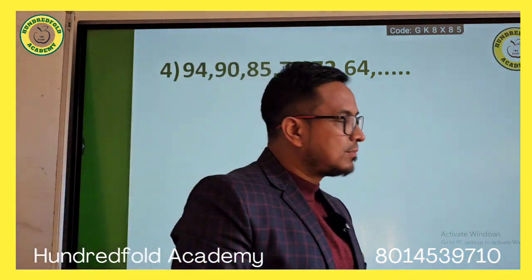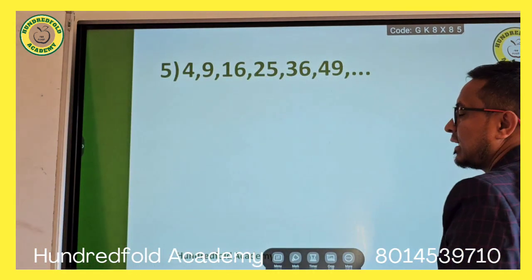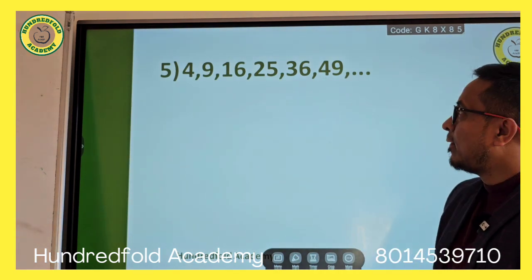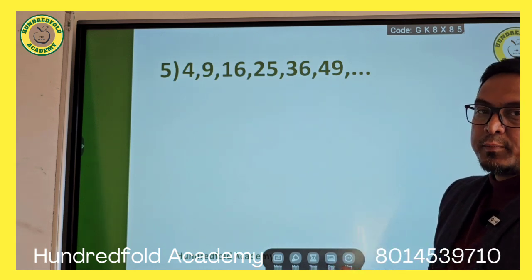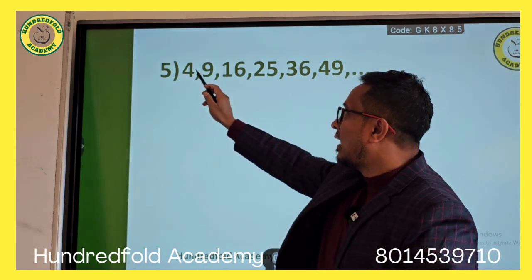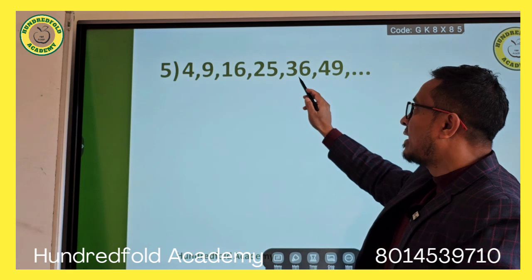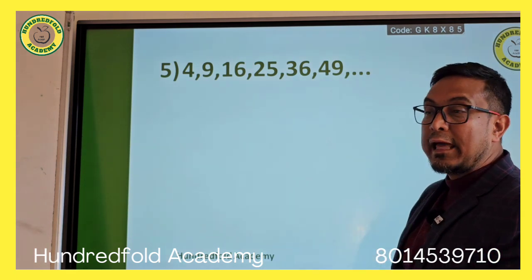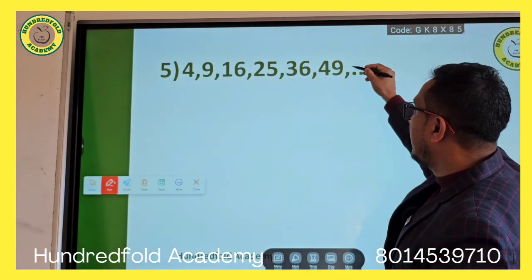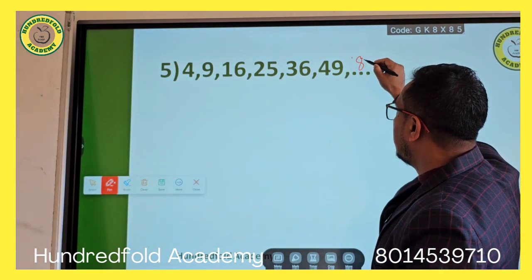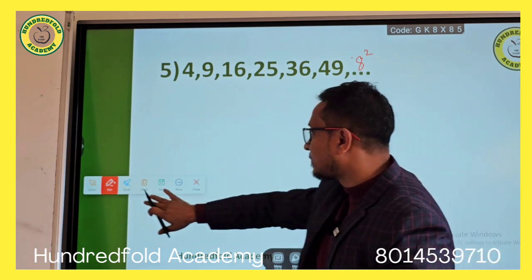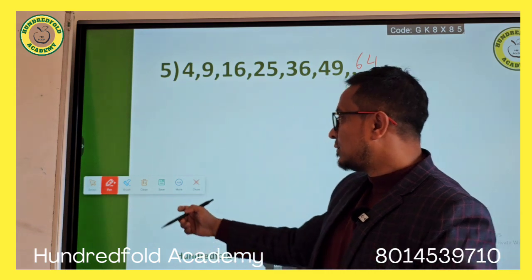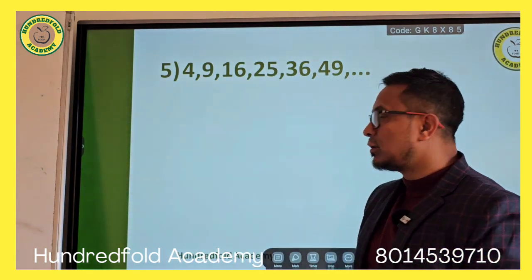Sometimes these types come, but sometimes there are different types that come. In this case, it's not about just decreasing or increasing. You see, it's different. How is it different? Though it's increasing, it's the square. It's 2 square, 3 square, 4 square, 5 square, 6 square, 7 square. So the next one will be 8 square, and 8 square will be 64. That's how you solve. So this is another type.